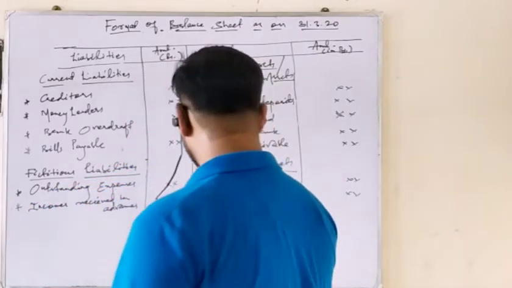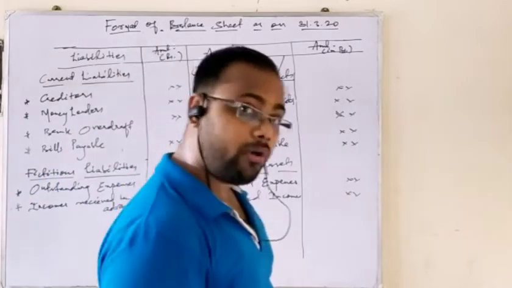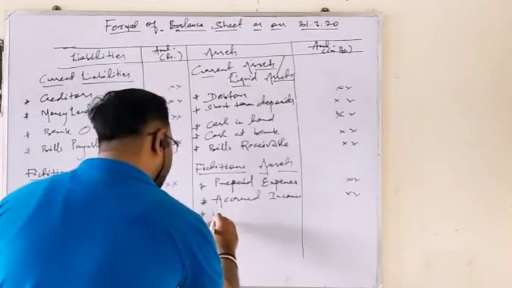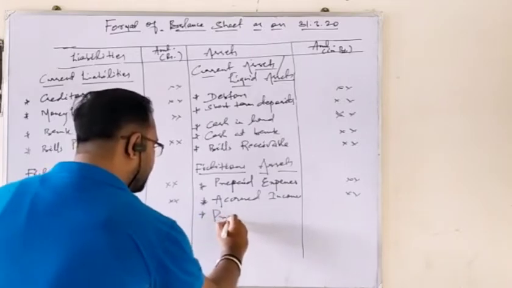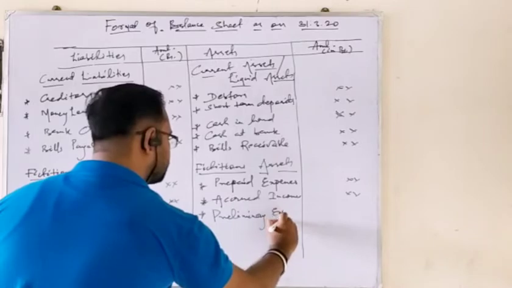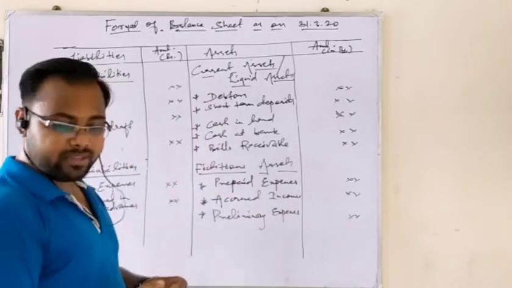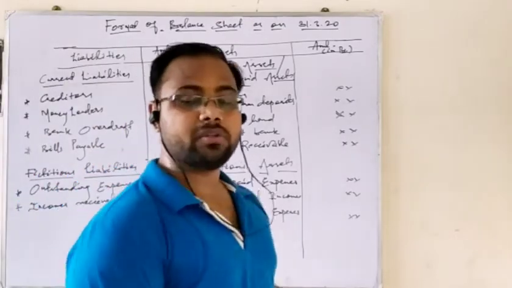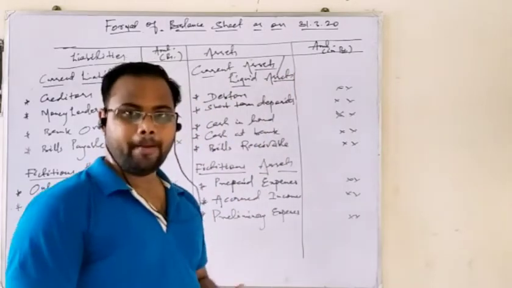Okay, and another fictitious asset that exists in a business organization, and that is the example of deferred revenue expenditure I told you. It is preliminary expenses. What is it called? Preliminary expenses. So the preliminary expenses are the expenses that you incur for the formation or incorporation of your company. So it is the best example of a fictitious asset.